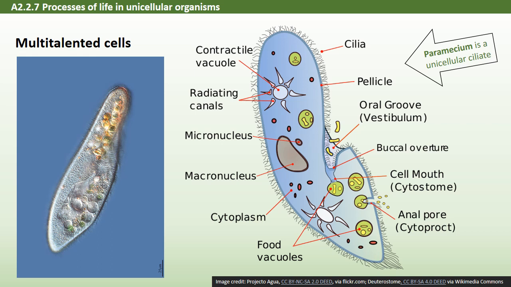This is another example of a unicellular multi-talented cell. Paramecium, it's a unicellular ciliate, and maybe you've already seen some under the microscope.